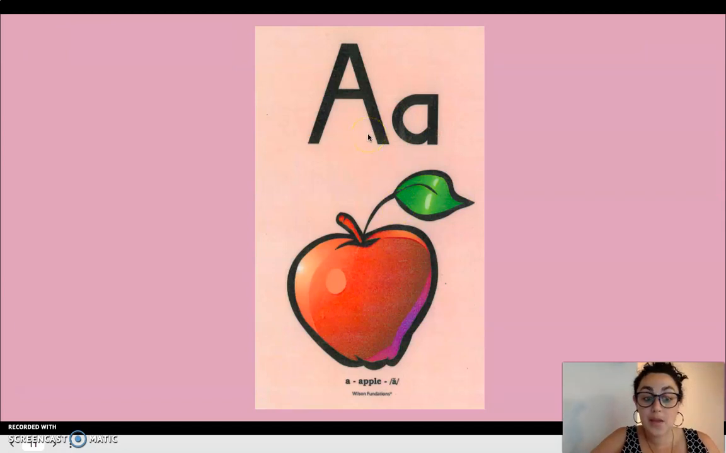So now we have our card. It goes like this. A, apple, ah. Let's do it again. A, apple, ah. So this helps us remember the letter A. Here's the uppercase A and the lowercase a. They can represent the sound ah, the short vowel sound, like in the word apple. Keep practicing with me. A, apple, ah.